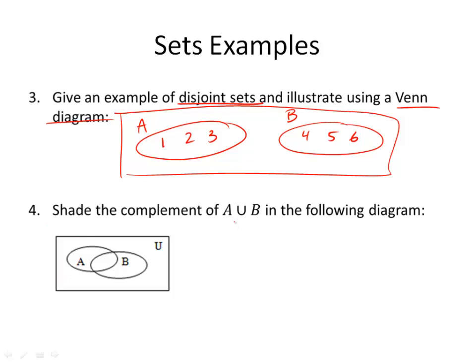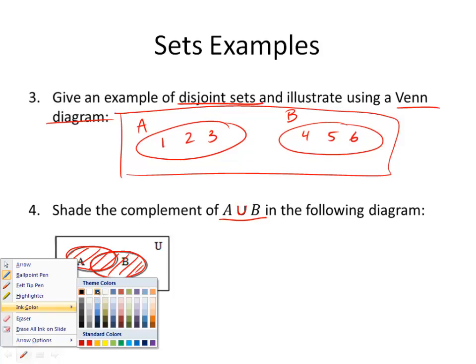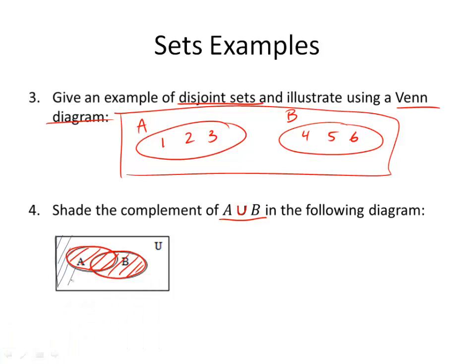And shading, let's take a look at some shading. So let's say you have the universe, A and B, and then you want the complement of A union B. So let's first find what A union B is. A union B would be everything in A, everything in B. That's A union B. Now let's take another color, and everything that's not part of that is everything outside of that. So sometimes you have to find the first part to find the complement after. So the blue part is the complement.